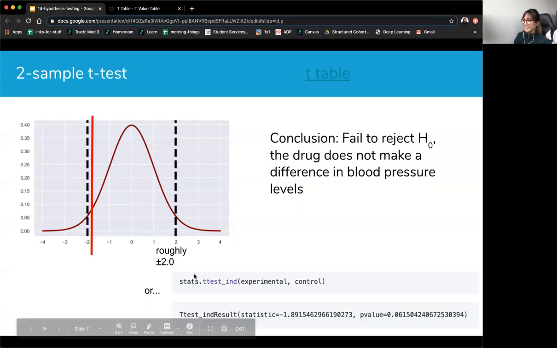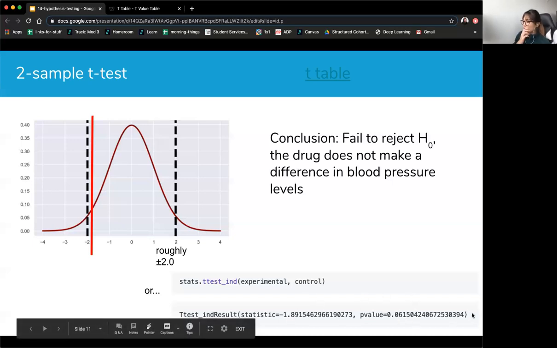And also, here is the one line of code that you can use. I think SciPy has a sublibrary called stats, where you have this t_test_ind. I think ind stands for independent, where you literally just give it the two arrays of your numbers, and it spits out the t-statistic here of -1.89 and your p-value.